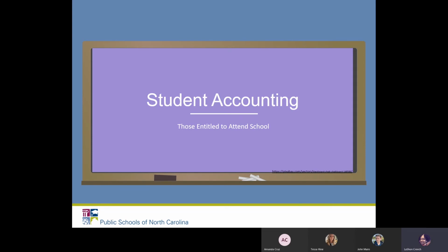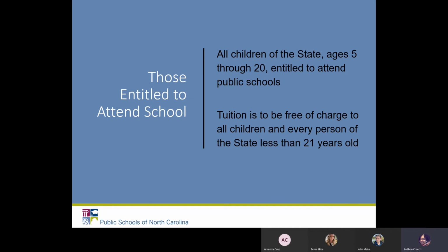Those entitled to attend school, found in Chapter 1 of the SASA manual. All children of the state, ages 5 through 20, as provided by law, are entitled to attend the public schools. Tuition is free of charge to all children of the state and to every person of the state less than 21 years old who has not completed a standard high school course of study.